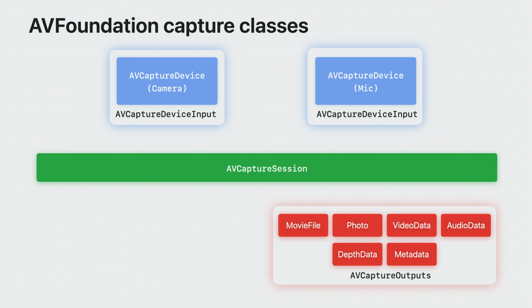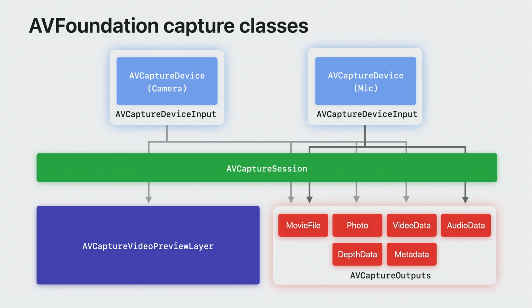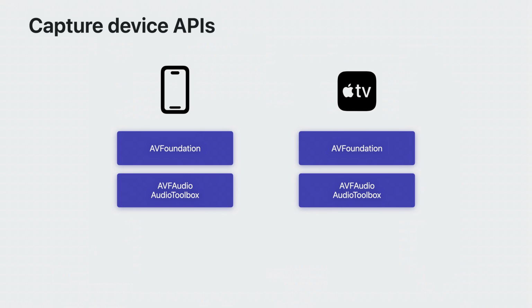You can use these to record movies and snap photos, access the camera and mic buffers, or get other metadata from the input devices. To display a live camera feed in UI, you can use AVCaptureVideoPreviewLayer. This is a special type of output that subclasses CALayer, and data flows from the capture inputs to compatible outputs through AVCaptureConnections. These capture APIs are available on iOS, macOS, and now tvOS, starting with tvOS 17. If you're new to developing using AVFoundation's capture capabilities, you can learn more at the Capture Setup start page on developer.apple.com.